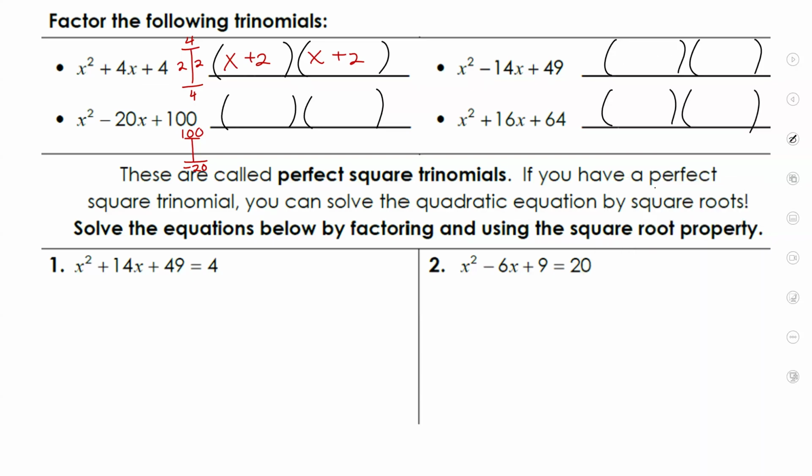So two numbers that multiply to 100 and add to -20 are -10 and -10. -10 times -10 is a positive 100, but if you add them, you get -20. So your factors are x minus 10 and x minus 10. Here, your factors are x minus 7 and x minus 7, because -7 times -7 is a positive 49, and if you add them, you get -14.